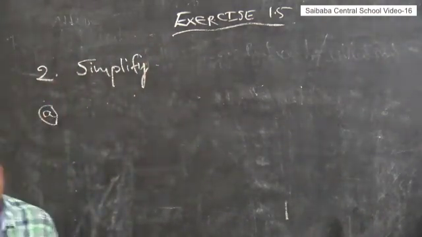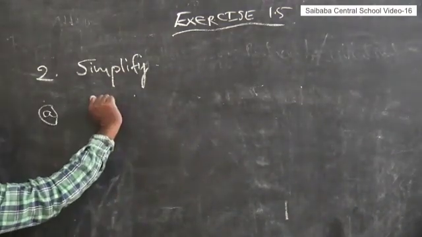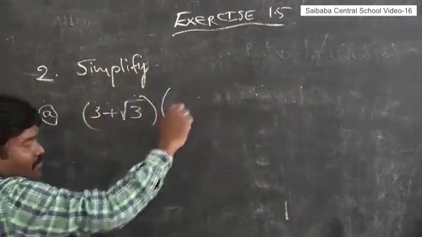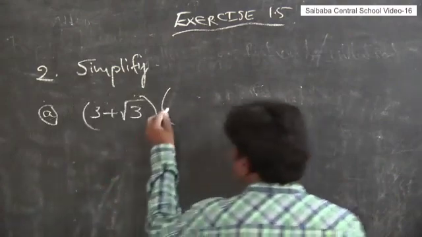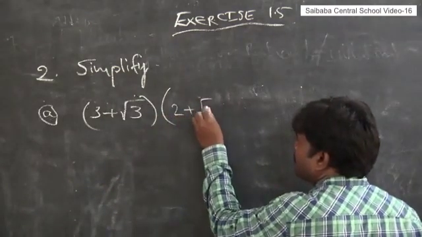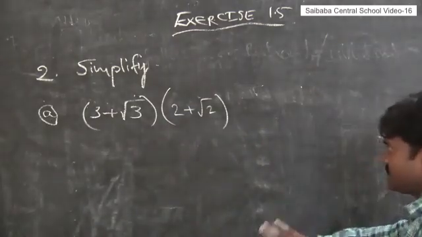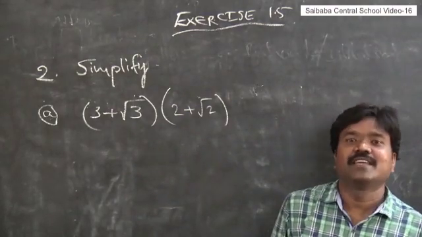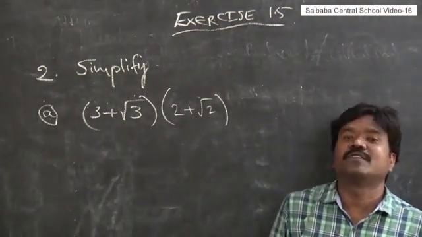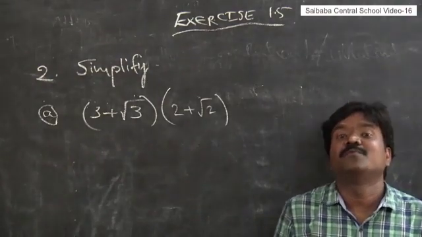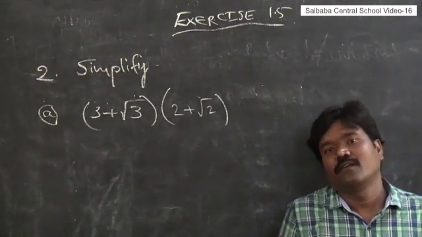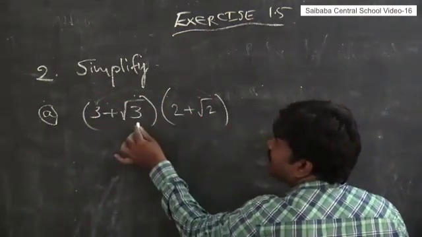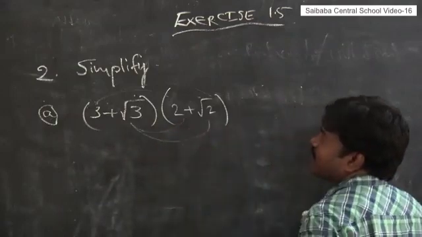This is also from the exercise: 3 plus root 3 into 2 plus root 2. Here are 2 irrational numbers. It looks like a plus b into c plus d, or root a plus root b into root c plus root d. As I said before, we use the distributive method of multiplication. First 3 into this one, then 3 into this one, then this one into this one, and this one into this one. We can do like this.